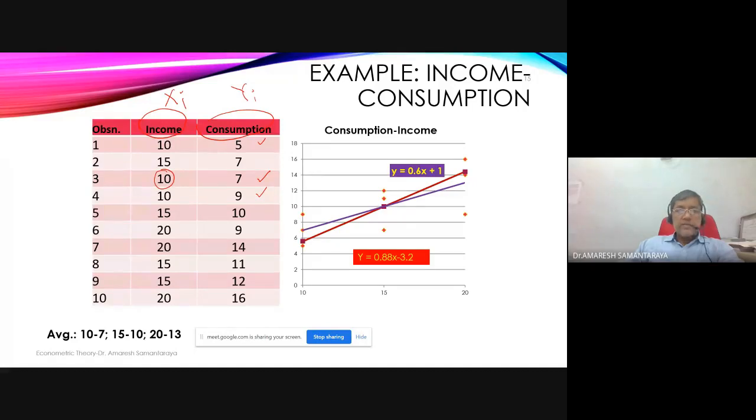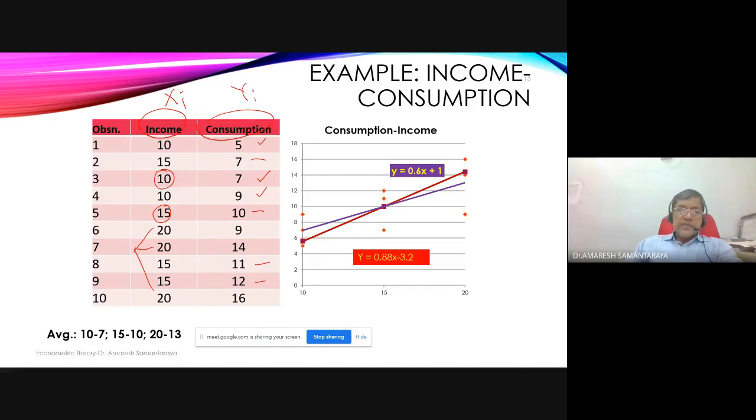Assume there are 10 individuals whose data you have collected. Similarly, with income of 15, there is one individual whose consumption expenditure is 10, another whose consumption expenditure is 7, a third 11, and a fourth 12. Then there are some individuals with the same income of 20. For them, similarly, you see there is a variation in their consumption.